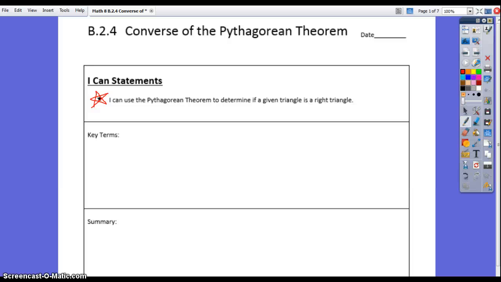Unit 2, Lesson 4, the converse of the Pythagorean theorem. What are you going to be able to do today? I can use the Pythagorean theorem, which is what? Yes, a squared plus b squared equals c squared, to determine if a given triangle is a right triangle or not.